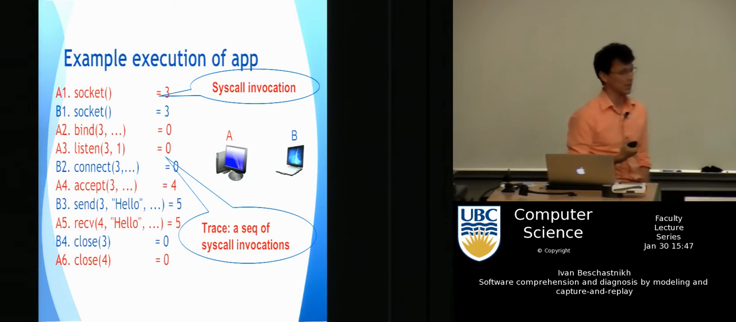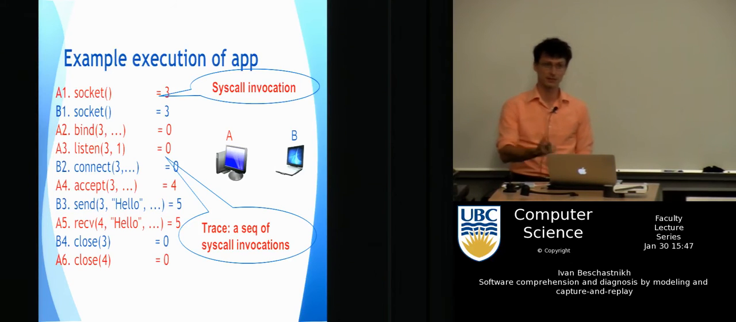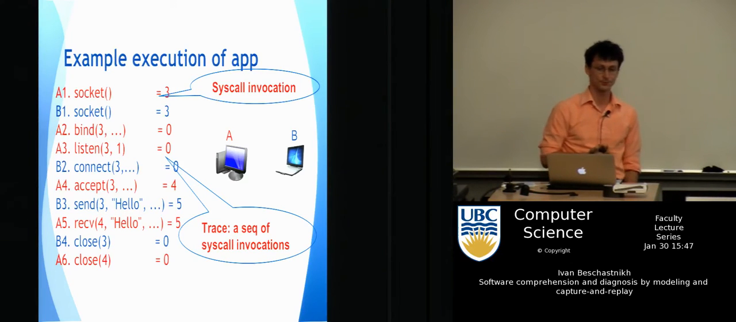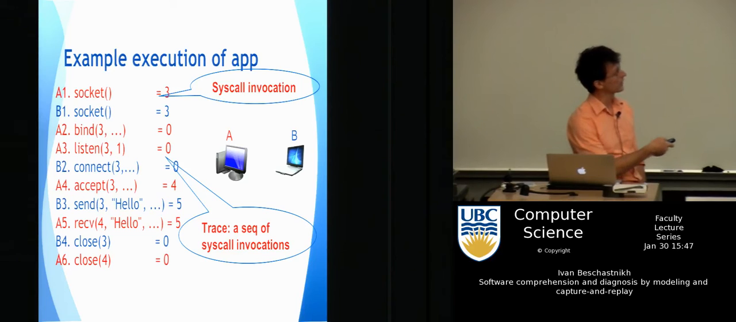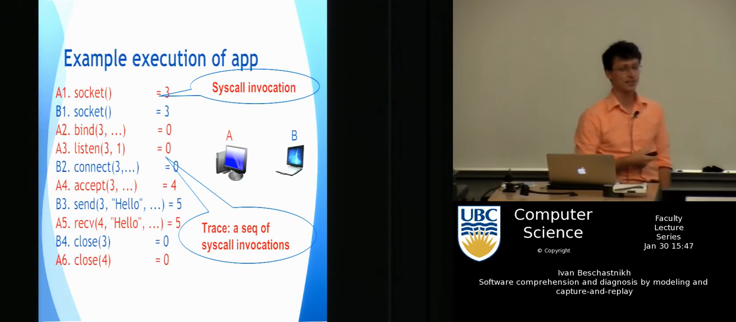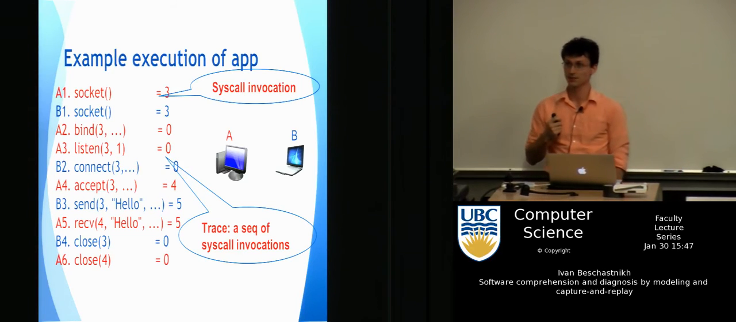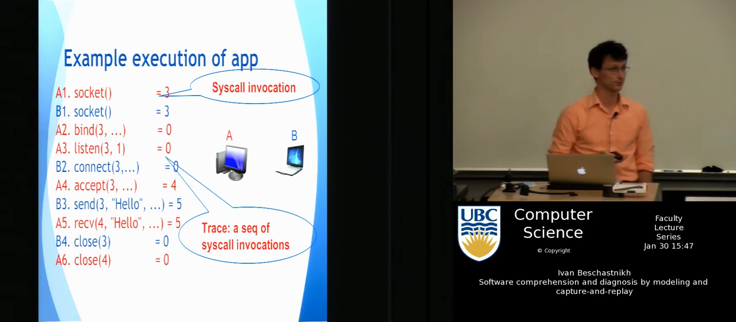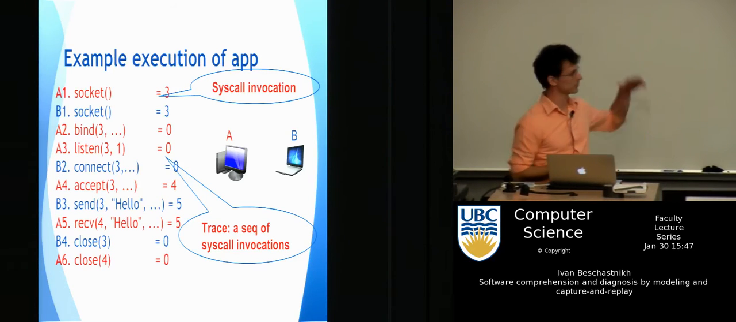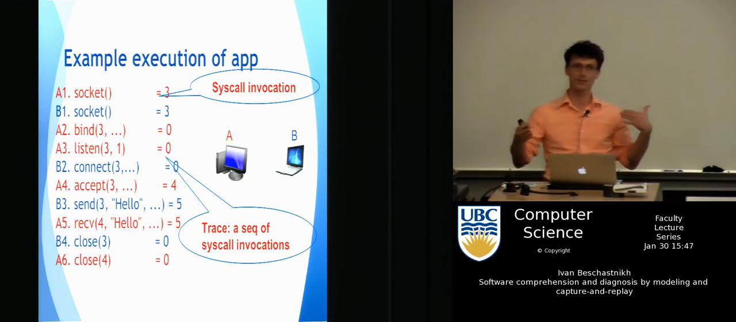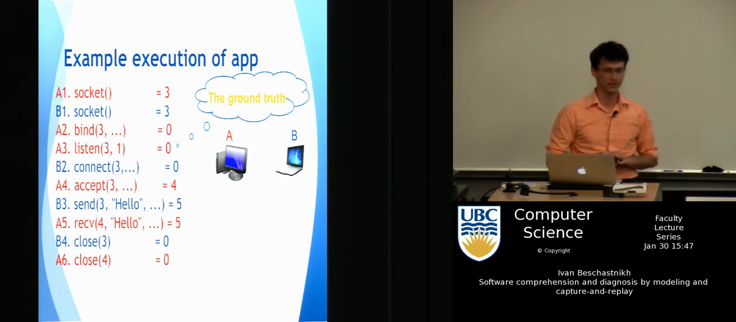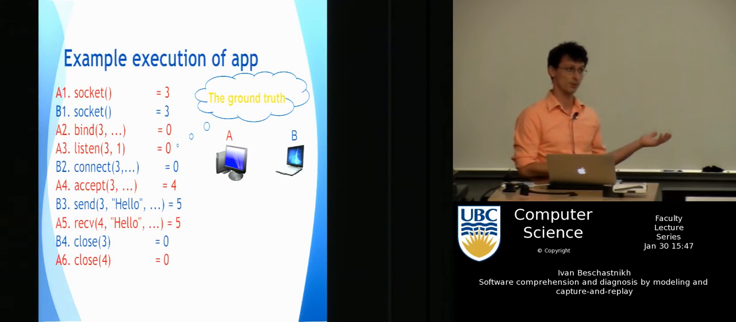And the invocation is going to include the arguments that you pass to the syscall as well as the return value. And so here we have two hosts, A and B. Host A produces lines that are in red, and B produces lines that are in blue. That's great. If you have this order, you can reason about what happened in your system. You can think of this as the ground truth.